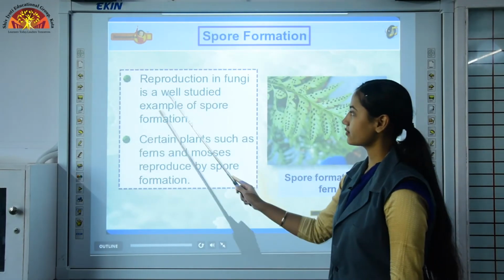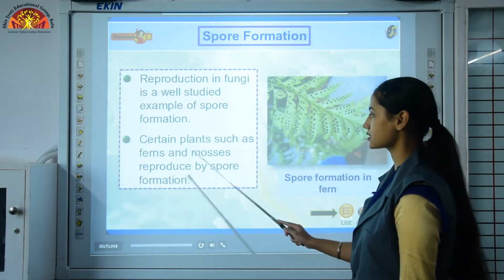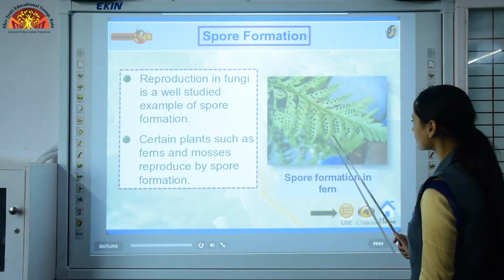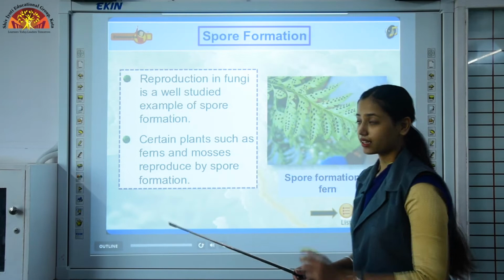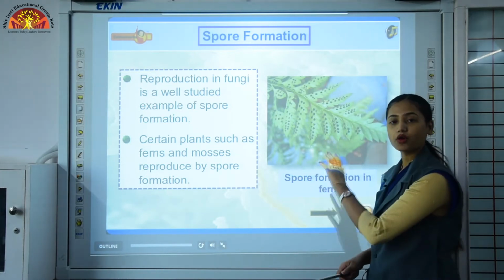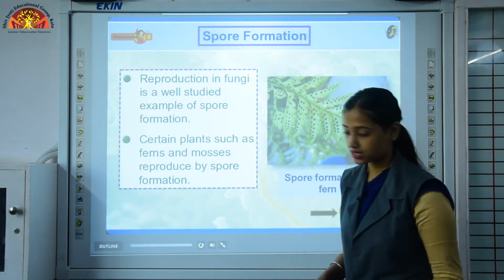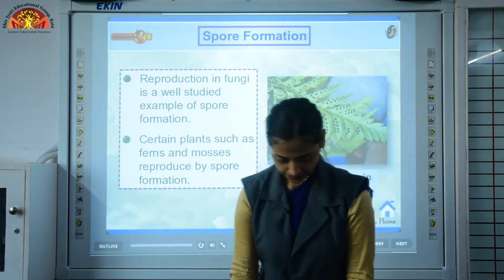Reproduction in fungi is a well studied example of spore formation. Certain plants such as ferns and mosses reproduce by spore formation. Now this is spore formation in fern. The black spots which you can see are spores. These are actually an outer covering which protects the spore from harsh weather conditions, and spores are present inside these black shells.